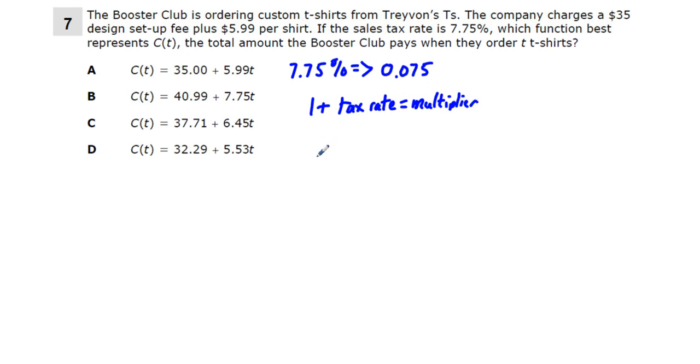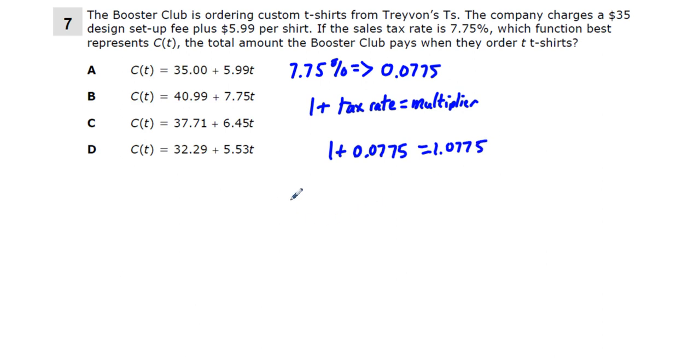So let's do that. If we take 1 plus 0.0775, we're going to get 1.0775. Just make sure we get that right. Equals 1.0775. So that's going to be our multiplier.